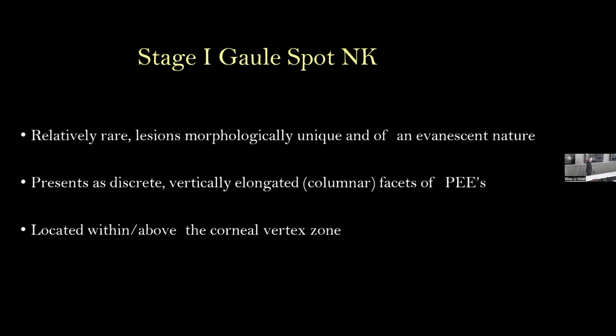These are rare. There's not a lot of them out there. Morphologically, they're very unique, and they're of an evanescent nature. I have seen these come and go in a span of 24 hours without any change in treatment, okay? They present as very discrete, vertically elongated, if not columnar facets of punctate epithelial erosions, okay? Usually located in the NK hot zone. Now, if you try to look up Golly spots in the literature, you'll have a very difficult time finding any clinical images of it. It's just not out there.